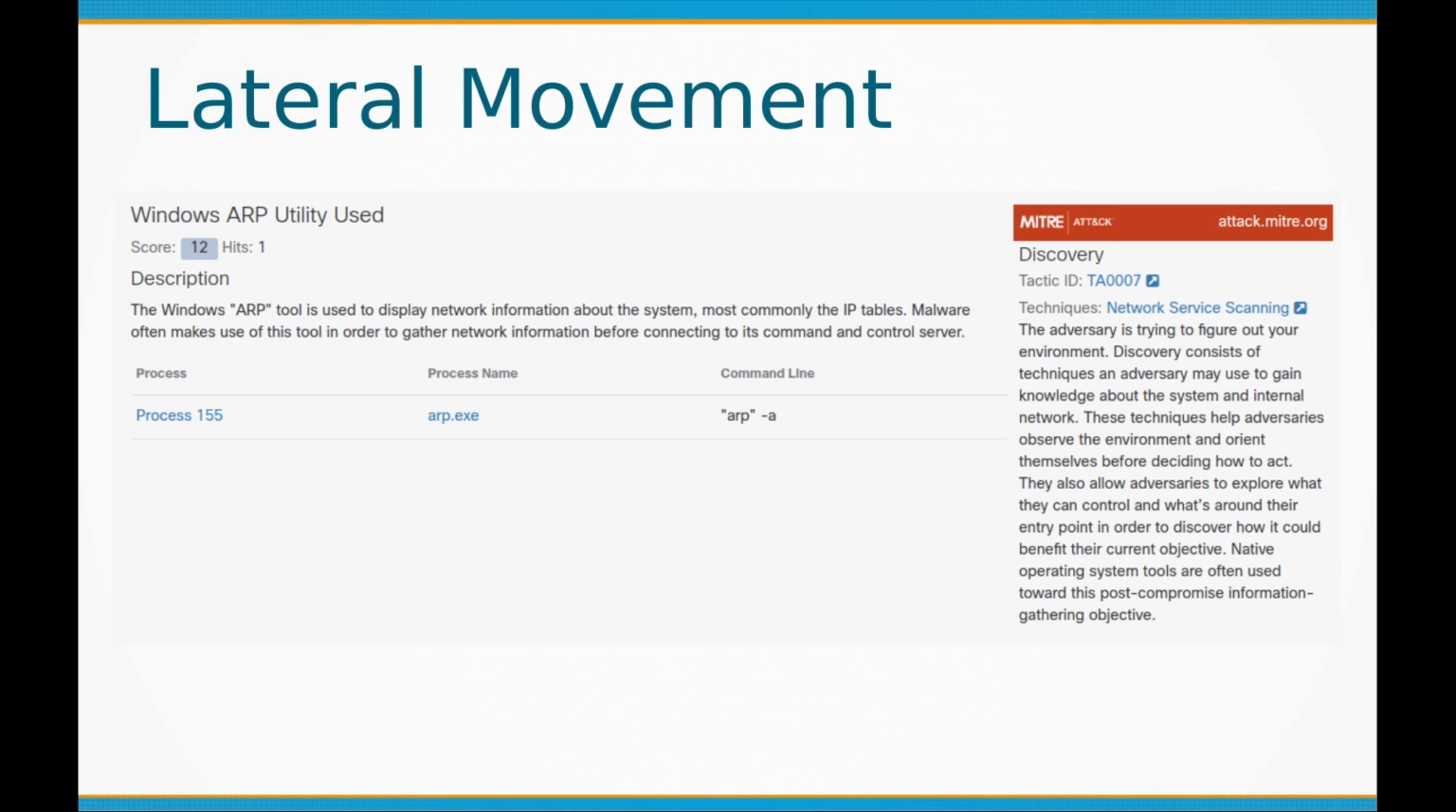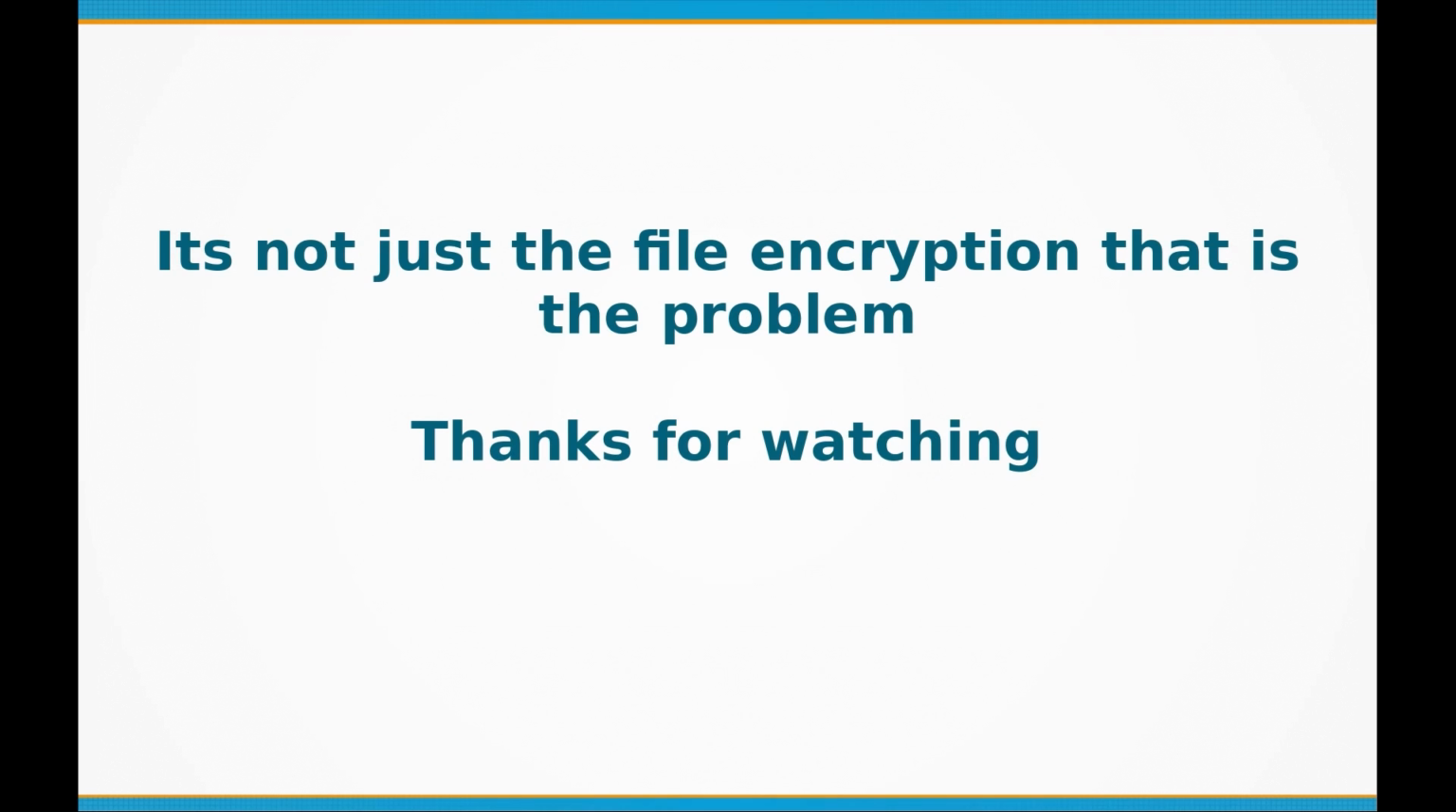We also have attempts being made for lateral movement via access of the ARP table, the Address Resolution Protocol. This would be examining what other devices there are on the network. Unfortunately, this was just a virtual machine in a cloud environment, so I don't know what other access would be made against other systems. So in conclusion, it's not just the file encryption that is the problem.